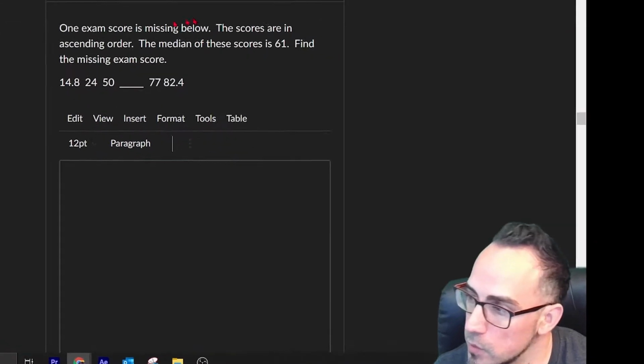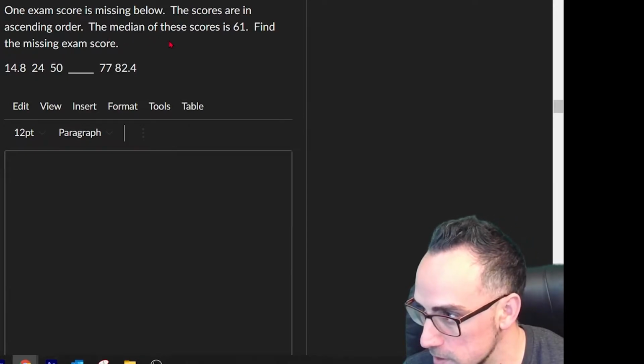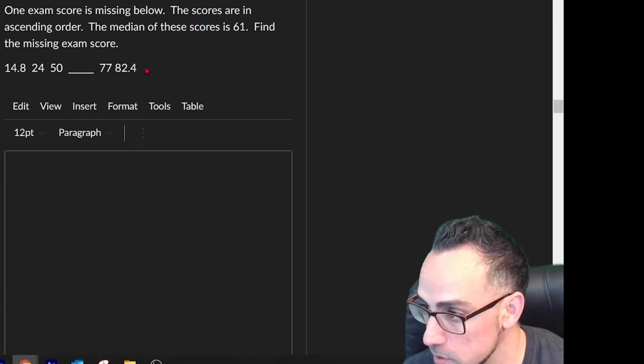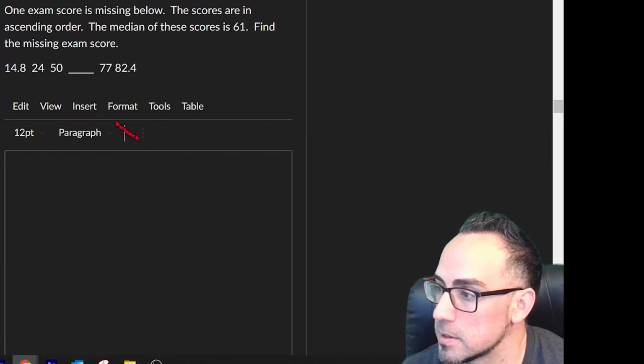Next question. One exam score is missing below. The scores are in ascending order. The median of these scores is 61. Find the missing exam score. Okay, for this question, I think I'm going to use Desmos on this one.